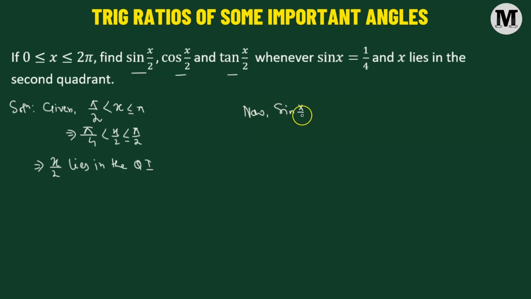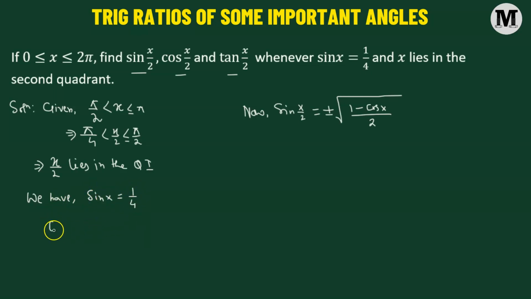Sine of x over 2 has a standard formula given by plus or minus the square root of 1 minus cosine of x, all over 2. Now we need to find out the value of cosine of x. Here we are only provided with the value of sine of x. So let's use this value. So we have the value of sine of x given by 1 over 4.